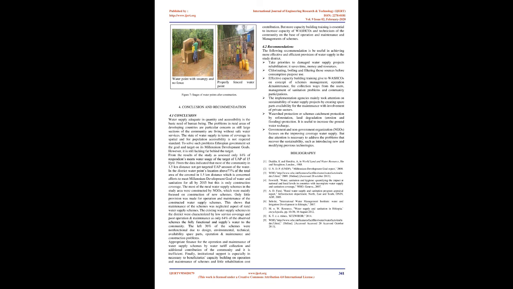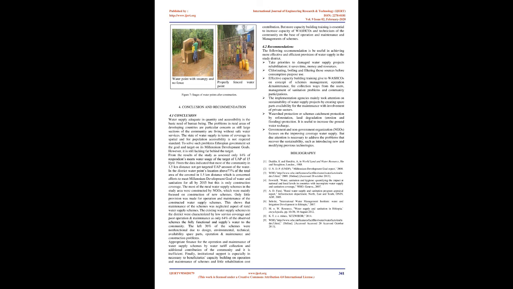4. Conclusion and recommendation. 4.1 Conclusion. Water supply adequate in quantity and accessibility is the basic need of human beings. The problems in rural areas of developing countries are of particular concern, as large sections of the community are still living without safe water services. The state of water supply in terms of spatial coverage and population accessibility is not at the required standard. To solve such problems, the Ethiopian government set goals and targets in its Millennium Development Goals. However, it is still far behind the target.